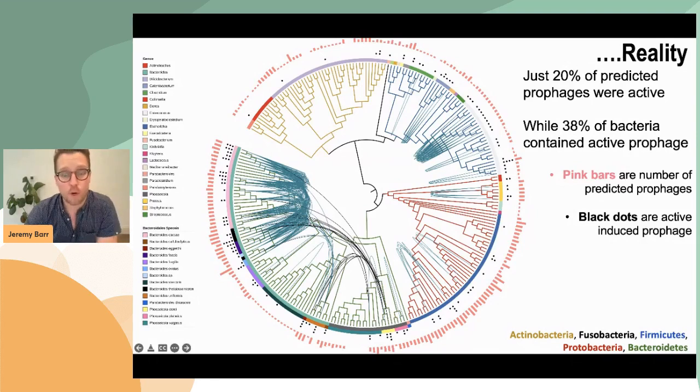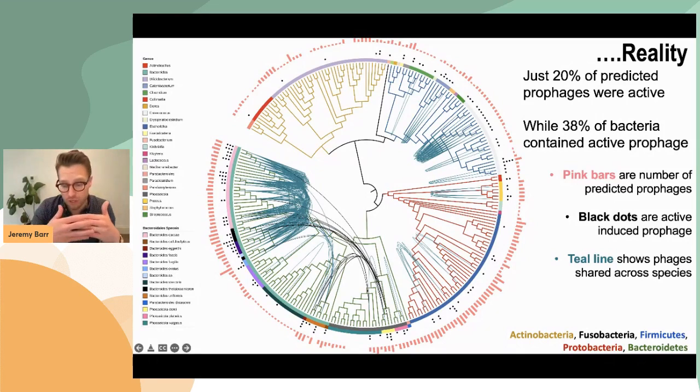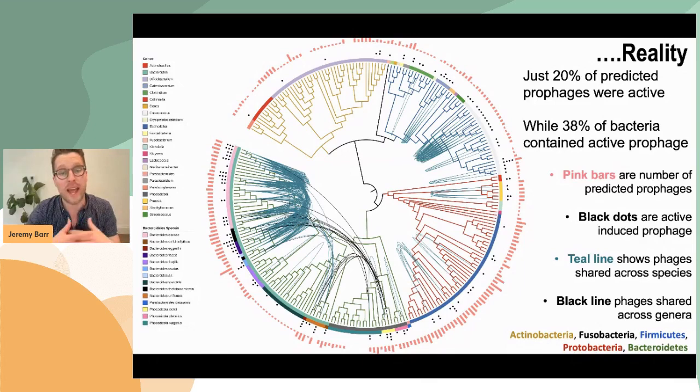However, this cluster on the bottom here, you can see quite a large number of predicted, but very few, if any, active phages. Now, we can also see these green or teal lines, and these are showing active phages that are shared across species, and the black lines are showing active phages that are shared across genera. So we have quite a number of broad host range phages that were actively replicating and capable of lysogenizing and spreading across this sample set with these gut bacterial isolates.